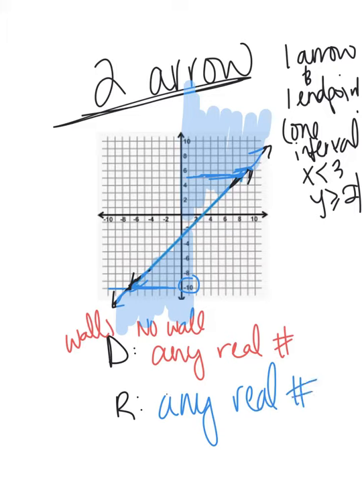So remember, if you see 2 arrows, it's going to be any real value for domain and range. And then on the last 2 slides, if you see 1 arrow and 1 endpoint, you'll have just 1 interval for the domain and for the range.